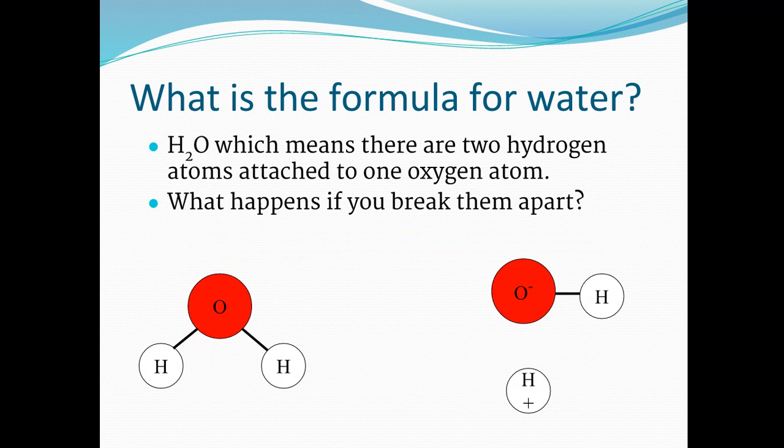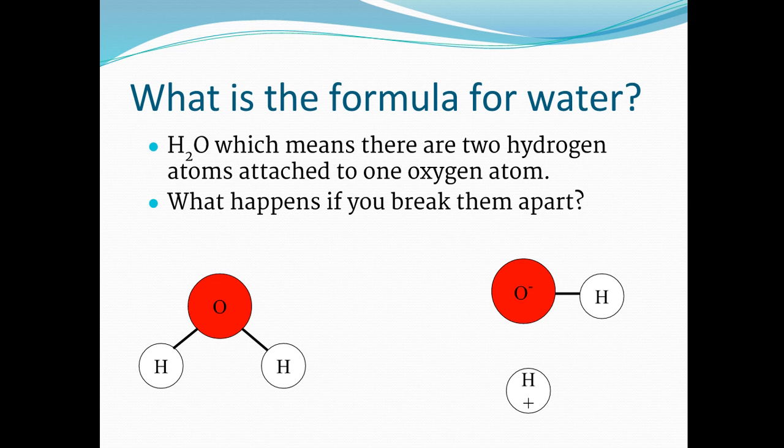The formula for water is H2O, and that simply means that there's two hydrogen atoms attached to one oxygen atom, as we see in the diagram. Our hydrogen atoms have an overall positive charge, which lends to the idea that they are polar molecules. The oxygen atoms have an overall negative charge, again, adding to the polarity.